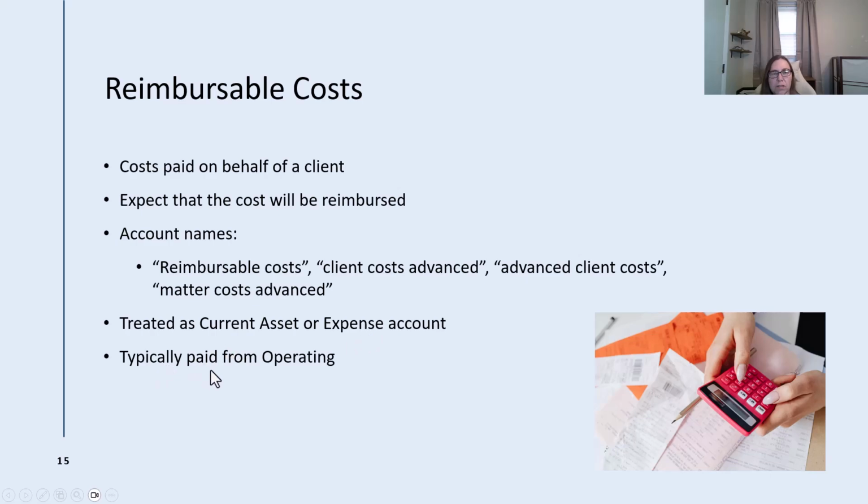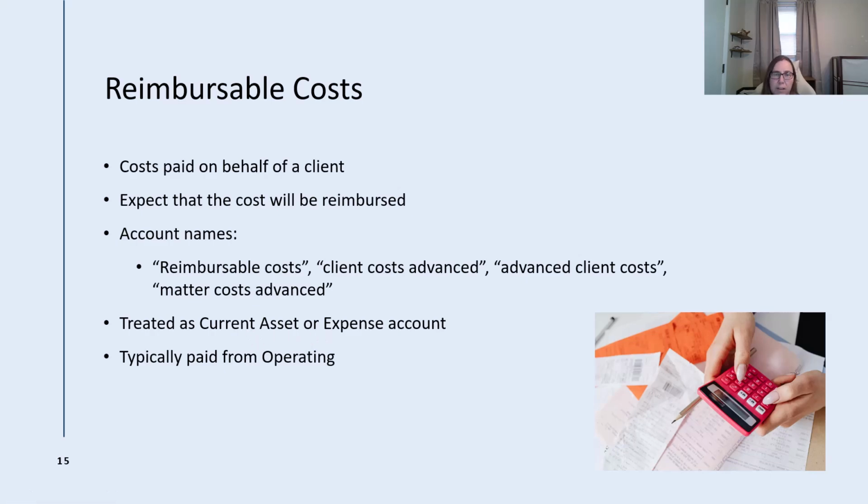And these costs are typically paid from the operating account. And then the law firm will put it as either part of their invoice to be paid from the retainer, or they receive a portion from the settlement to cover the costs. So I'm going to talk about the accounting for this, but I do want to talk a little bit about how to know whether to treat these as an asset or an expense, because there can be a lot of confusion on this.